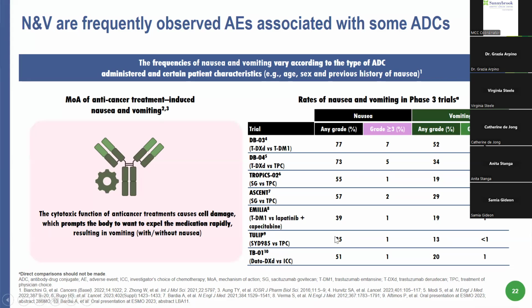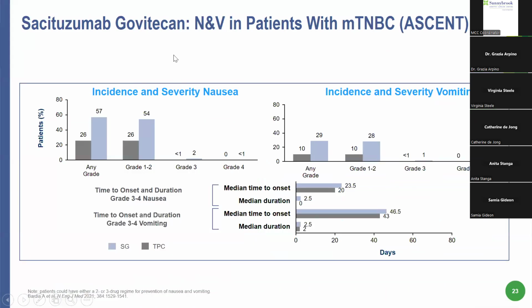As you can see, nausea incidence is a little bit lower in the TULIP trial for this SYD985, and vomiting is also a lower incidence, while for dato-deruxtecan, it's a little bit lower than T-DXd, but still quite high compared to T-DM1. And this is the incidence in the sacituzumab govitecan patient population coming from the ASCENT trial. As you can see, there is almost a double incidence of grade 1, grade 2 nausea in patients getting sacituzumab. But usually the onset is around 20 days and the duration is about 3 days per episode.